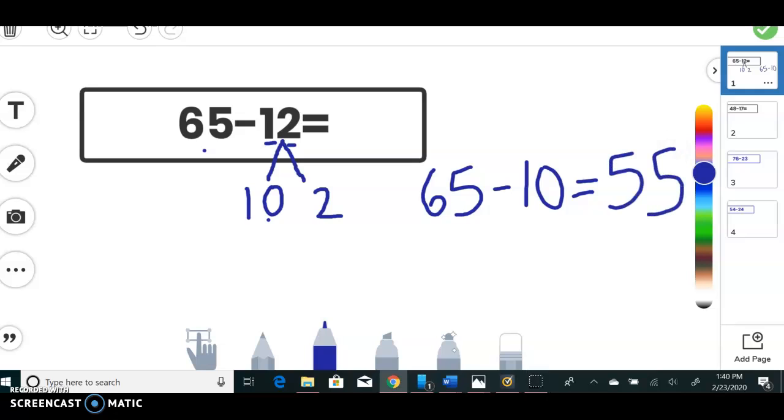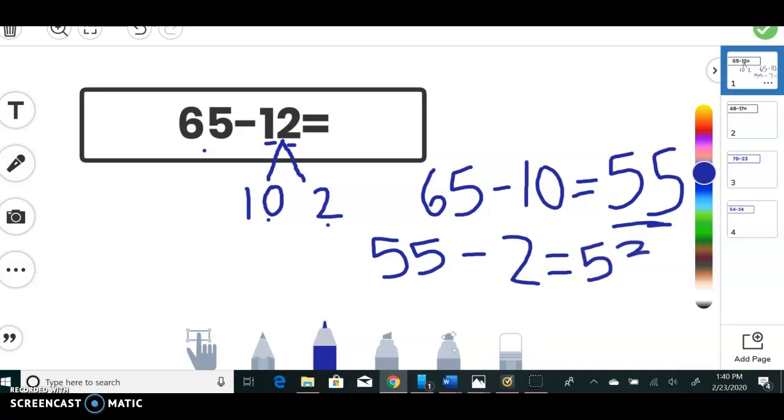55. And now we need to take away the value of the ones, 2, from 55, because we're not done subtracting it. So 55 minus 2 equals, and again, you can count back, you can draw a quick picture, you can use your number chart, number line, and I'm just going to do this one out loud and touch my head as I count back. 55, 54, 53. So then, that is our difference of 65 and 12.